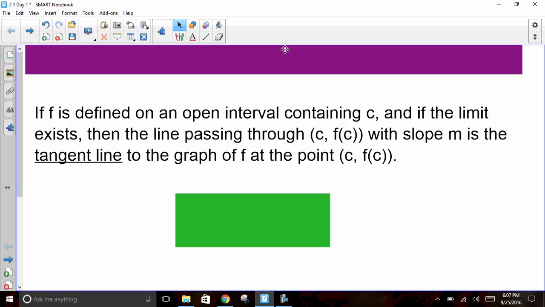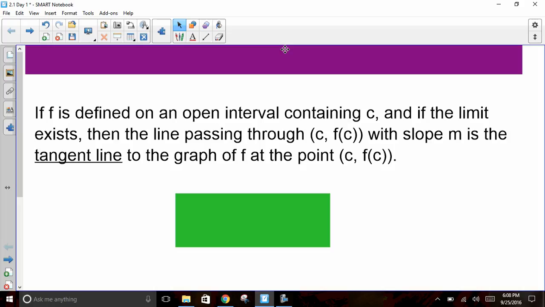Remember, we used that c when we were talking about limits. And if the limit does exist, which means that we have to be able to find it from the left and the right, then the line passing through that point of c, and that y value, wherever it is, so f of c, has some slope m, and that is going to be the slope of the tangent line to whatever my graph of the f is at that point c of f. So again, go ahead and pause this video if you haven't had a chance to write it down.